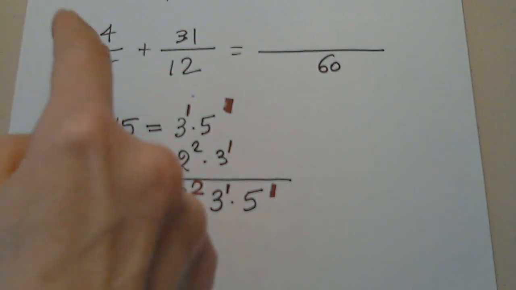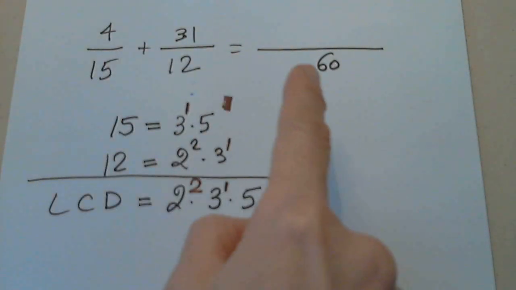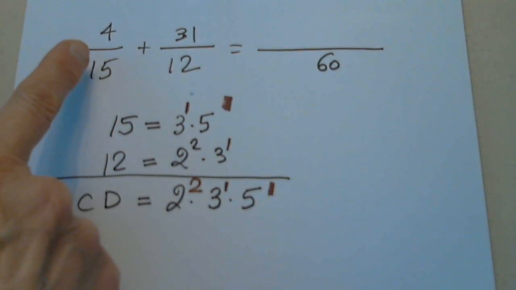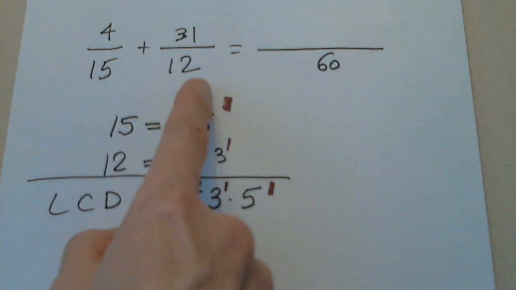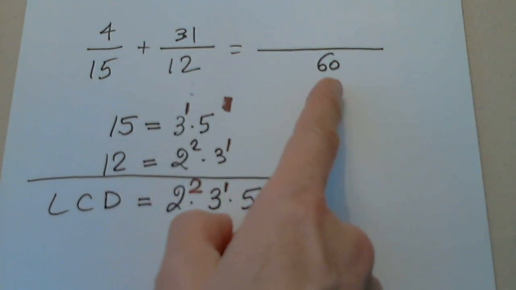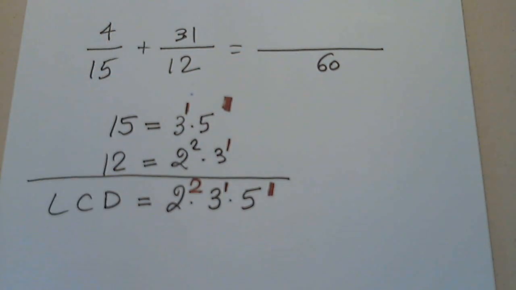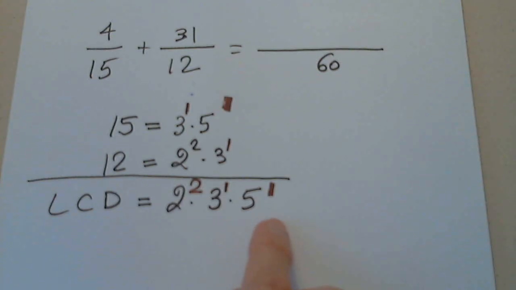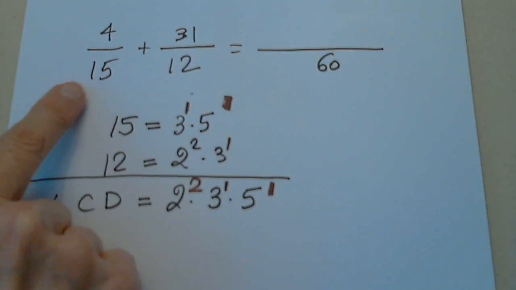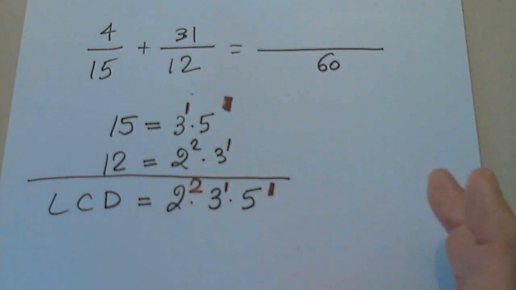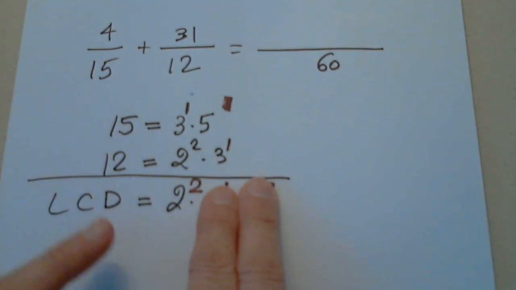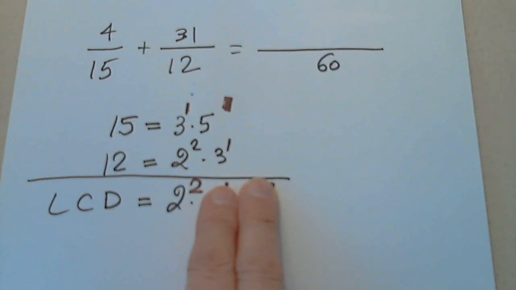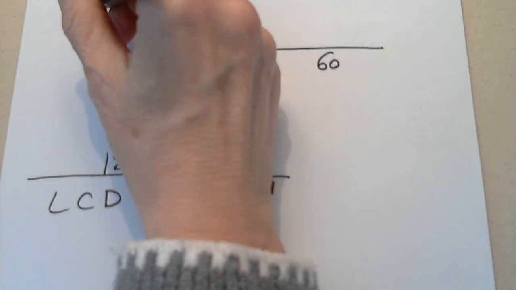Next, 15, I took the liberty to multiply by something. I have to do the same thing to the top. 12, I multiplied it by something to get 60. I have to do the same thing to the top. Otherwise, I change everything and I will never get the correct answer. Now, from here, it's very easy to figure out what I need. The 15 is this. So what did I multiply 15 by to get 60? 4. That's it. Which means I have to do the same thing to the top.